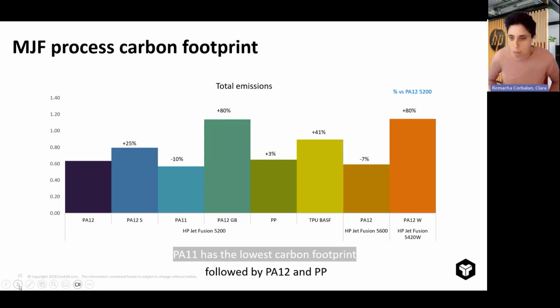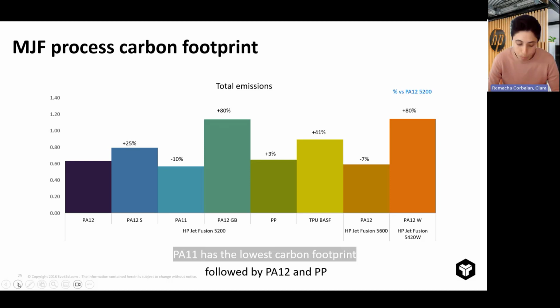Now, don't take these numbers as the single version of the truth, because the energy portion was taken with the energy grid in Spain. If you are somewhere else in the world, these percentages might change. In Spain, for example, you can see that PA11 still has the lowest carbon footprint. But as I said, if you're doing this in another country, this might be PA12 or PP. You can see that all the rigid materials, PA12, PA11, and PP, have very similar carbon footprints. I just wanted to touch base on this because it's another decision point that you can use in selecting the material that you will finally be using.